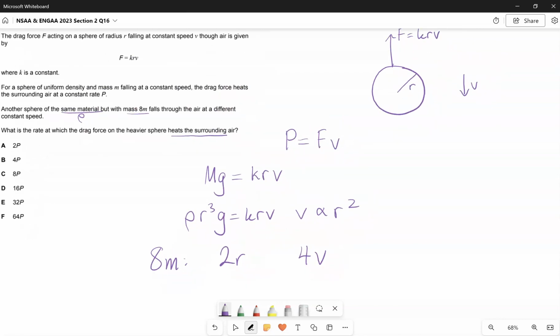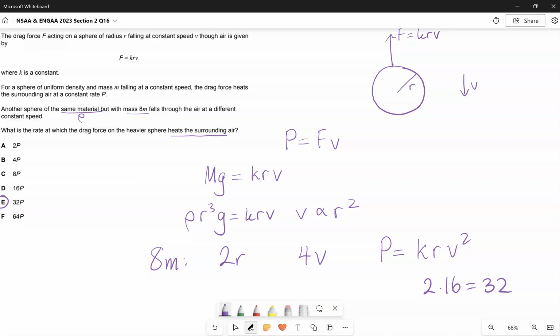So we can say P equals F times v. So P equals the drag force, k r v squared. And then looking at each term, the radius will double, and then v will actually multiply by 16. So this will be 2 times the 4v squared, which is 16, and this is equal to 32. So we have 32p as our answer. That's a really large rate compared to the other one.